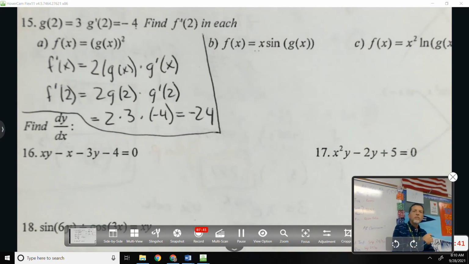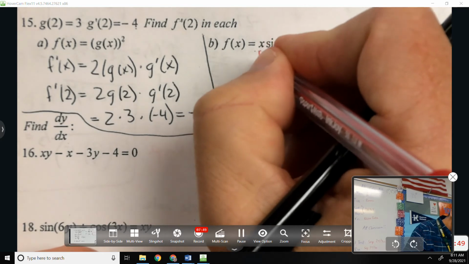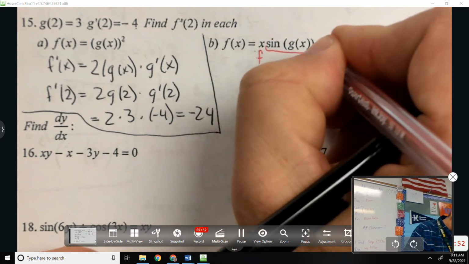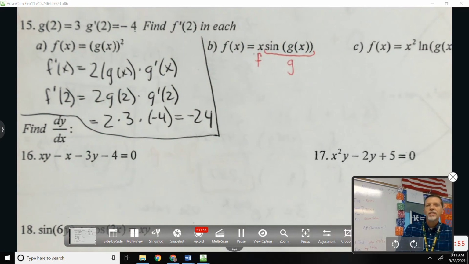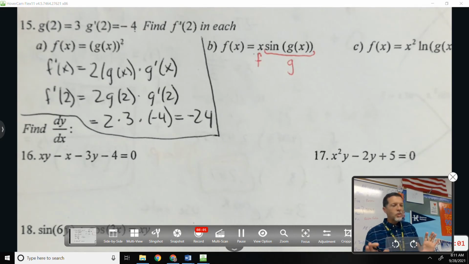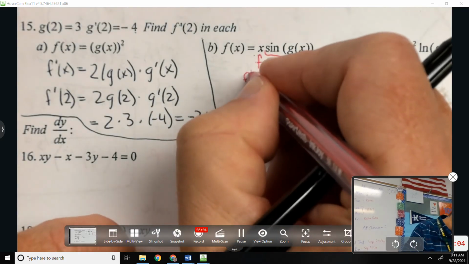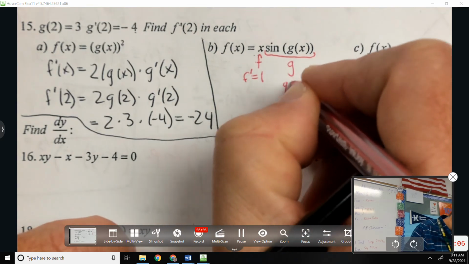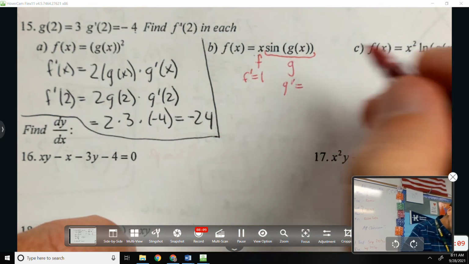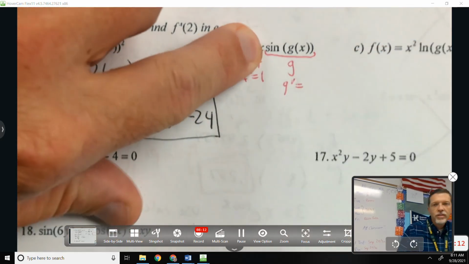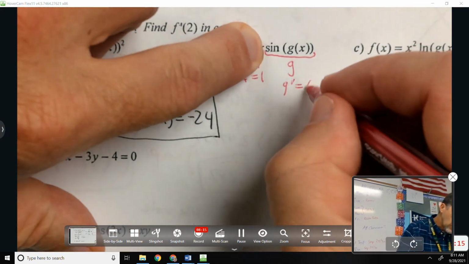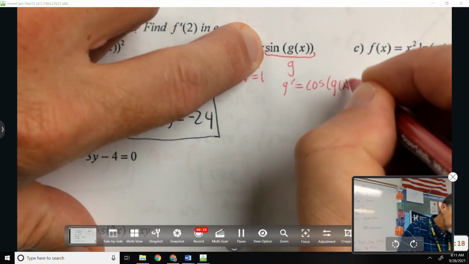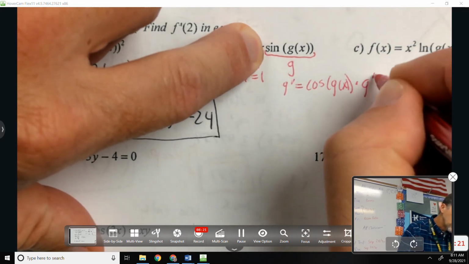Part B, what's the first rule we're going to use? Lots of rules in Part B. Product rule. What else will I need, though? Chain rule. I better be careful here because I'm using f and g for product rule, but f and g are also already used in the problem. So be careful. F prime is 1. G prime will be the tricky part here. Let's see. Maybe not, because I don't have the x to worry about. The derivative of sine is cosine. And then chain rule times g prime.